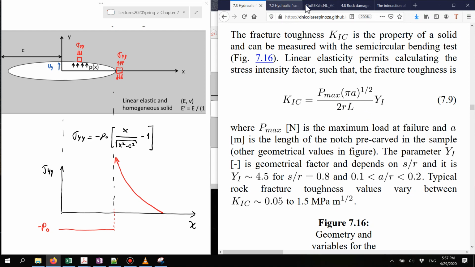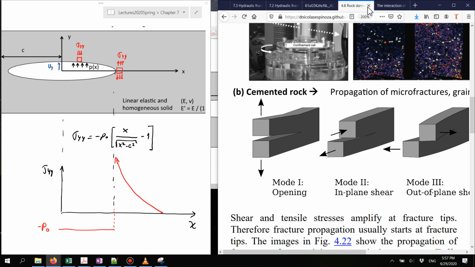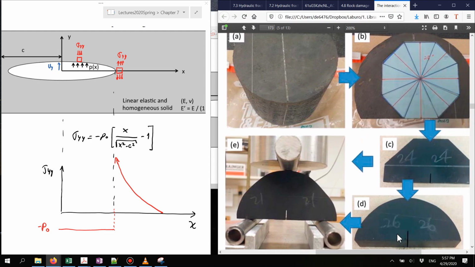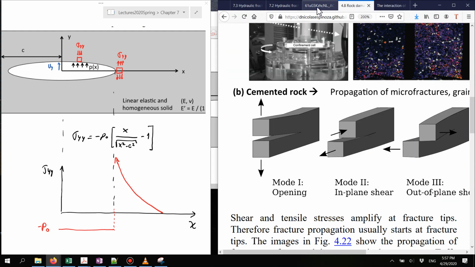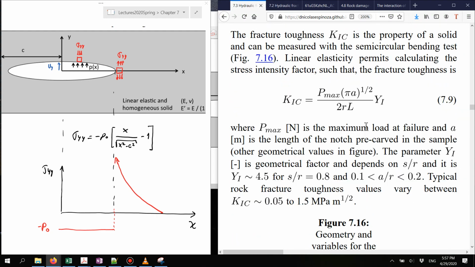Here I have one example of an actual experiment with a shale sample, in which you can see here are the rollers. There is a notch here in the center, and we apply the load with the load frame, very similar to what you did, for example, with the tensile strength test. And the maximum load and the properties of the sample will allow you to compute the fracture toughness.